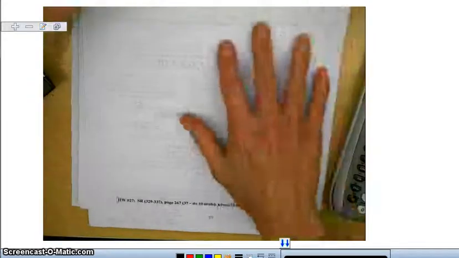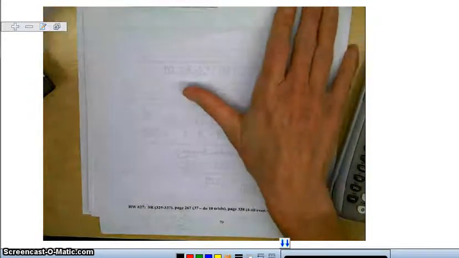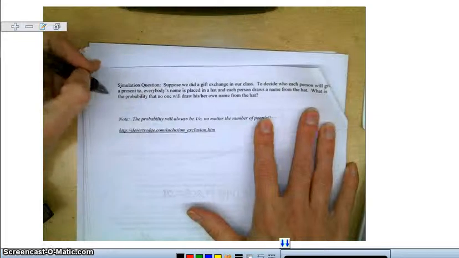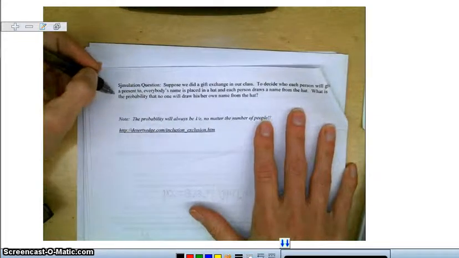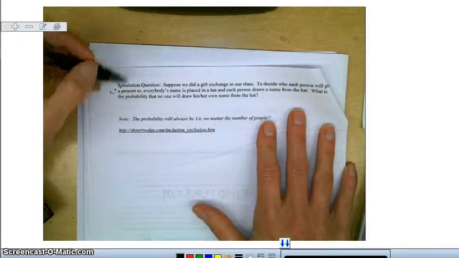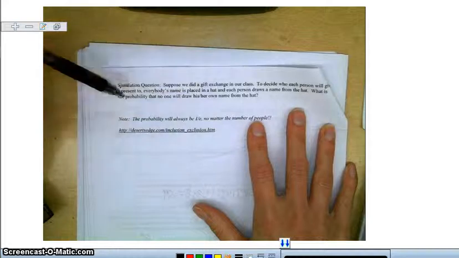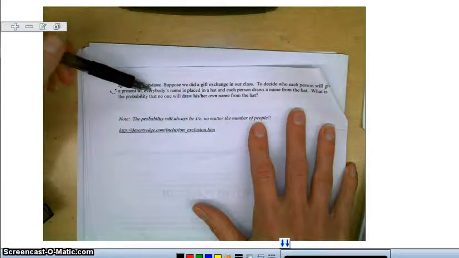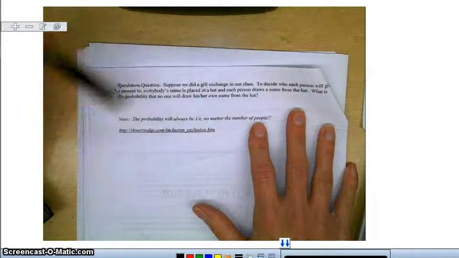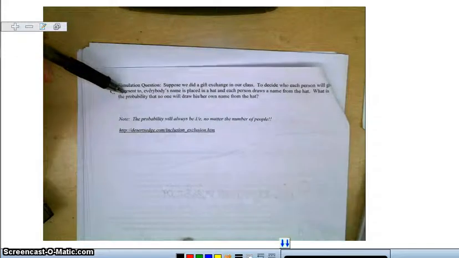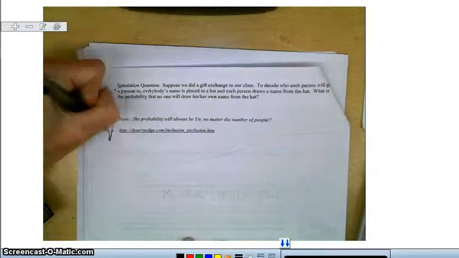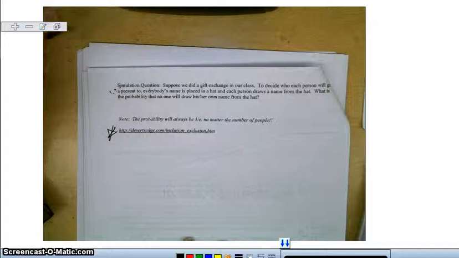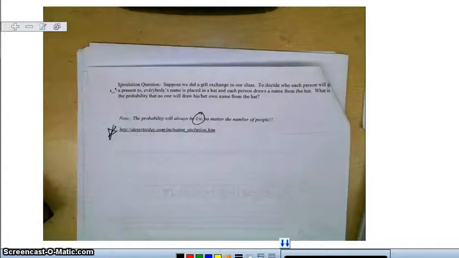We're not going to worry about this on the next page. It's just something you could look up and something that's kind of fun to think about. If we did a gift exchange to decide who each person will give a present to, everybody's name is placed in a hat and each person draws a name from the hat. What is the probability that no one will draw his or her own name from the hat? They talk about it on this website here, and the probability always ends up being 1 over e. Doesn't matter how many people. That's just something a little bit higher level. If you're interested in looking into it, that's fine.